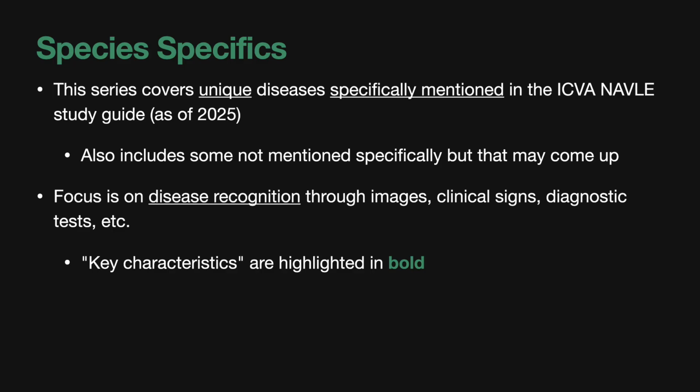If you are new to this series, the goal of these lectures is to cover unique diseases of different veterinary species that are specifically mentioned in the ICVA NAVLE study guide. I've also included some diseases that are not specifically mentioned, but may still come up. The focus of these lectures is on disease recognition through images, clinical signs, and diagnostic tests. I've also highlighted key, easily recognizable characteristics in bold. We will start by looking at some digestive disorders of rabbits.